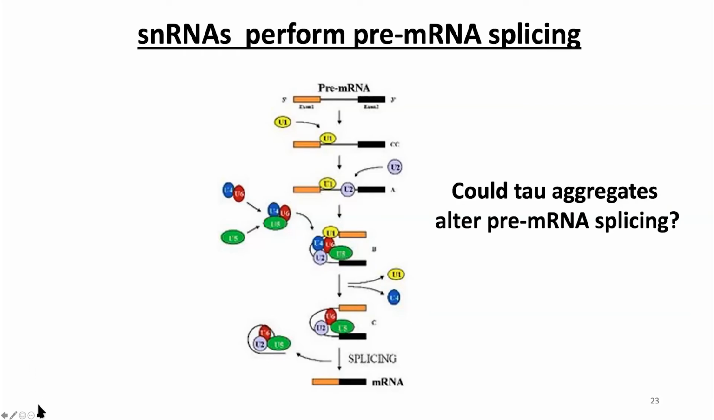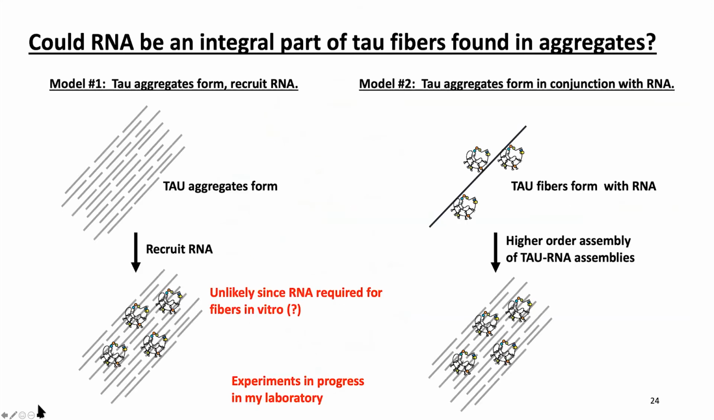So tau aggregates contain these RNAs, and I think this is a really important discovery because it suggests to us that maybe tau aggregates forming in individuals actually form in a process that involves RNA molecules. And we're really entertaining two models at this time. One is that tau aggregates form just because of the protein, that they then can recruit RNAs to them to just stick there. I don't think this is likely because in the test tube, you require RNA to make these fibers. You can't do it without an RNA molecule.